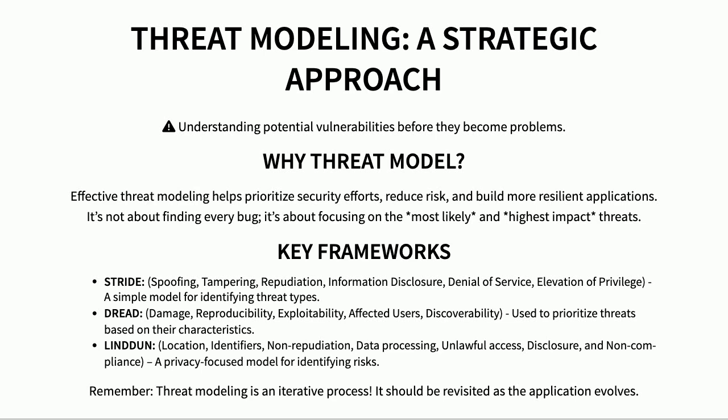STRIDE is a simple checklist that helps us identify common threat types like spoofing, tampering, or even denial of service attacks. Then we can use DREAD to score those threats based on how bad they'd be if they happened, things like damage, how easy it would be to exploit them, and how many people might be affected. Finally, there's LINDDUN, which is a privacy-focused model that helps us think about risks related to data processing and user information. Threat modeling isn't a one-time thing. You should revisit it as your application changes.